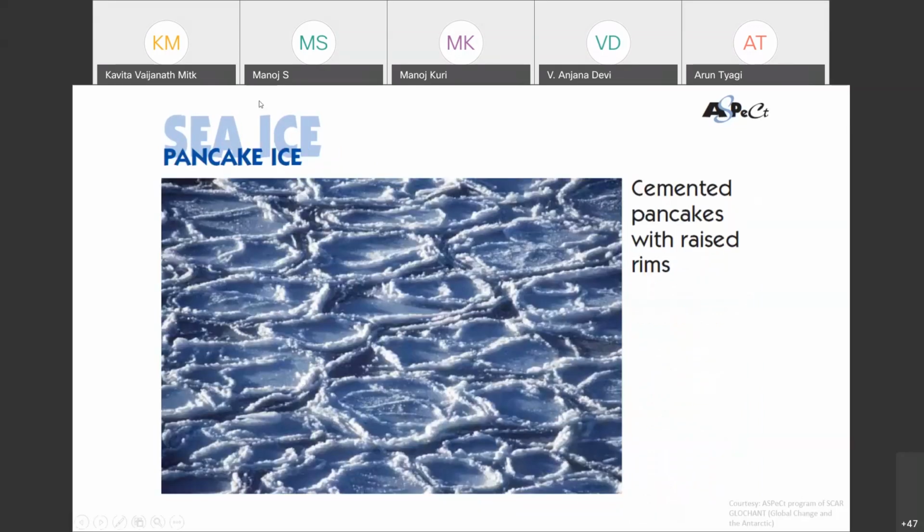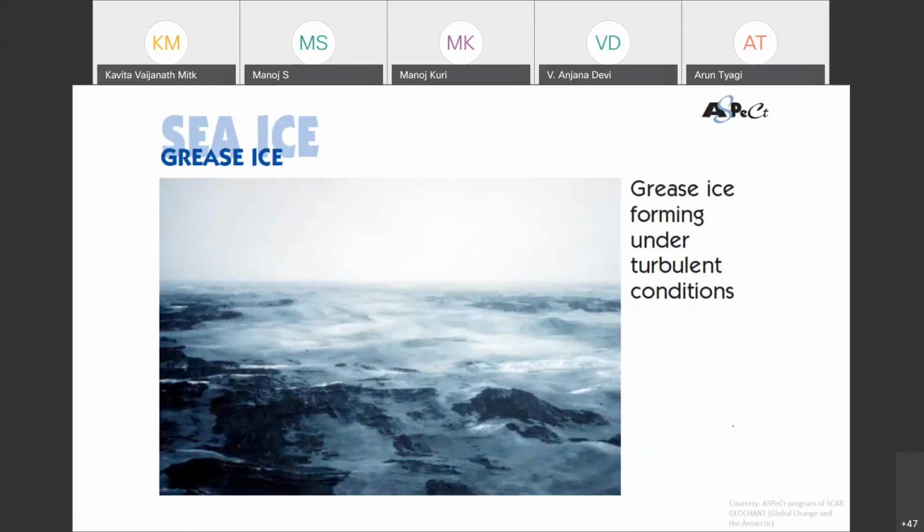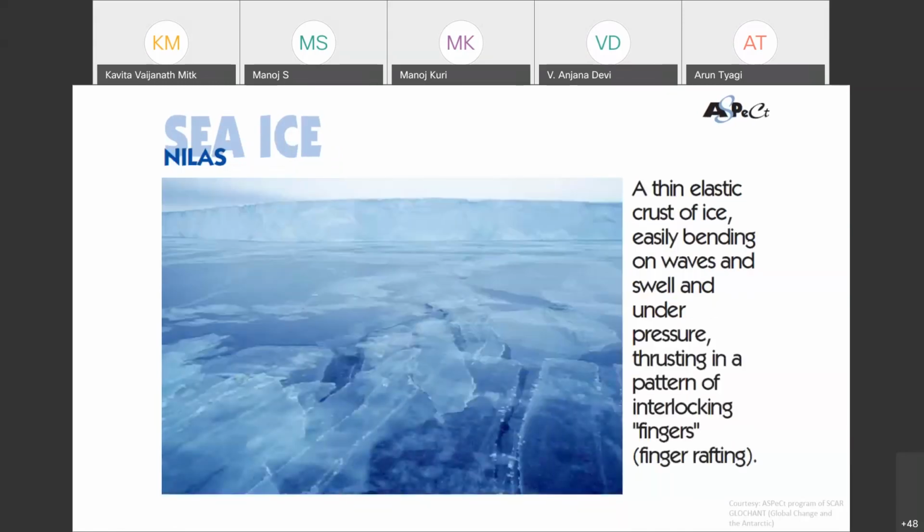Now this pancake ice, you can see this is little different from the rafted pancake ice. It has some raised edges. So this is like cemented pancake ice, and then I discussed earlier, right, that if the ocean is calm, then the grease ice, it will be really like a grease, all right. So this gets converted into nelas. So you can see in this diagram, in this figure, that it is a very thin layer of ice formation, and the ocean is clearly visible below that.